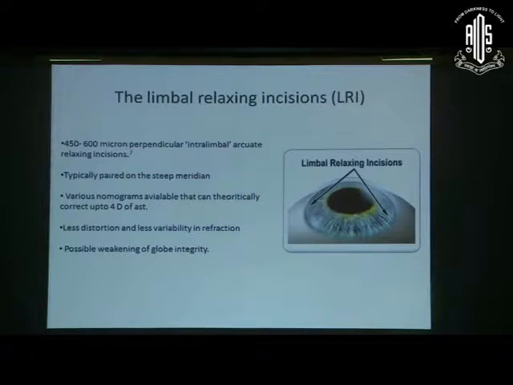These are done at the limbus, generally about 450 to 600 microns thick. They are typically paired. Theoretically, there are a lot of nomograms available, and theoretically they claim to correct up to 4 diopters of astigmatism. However, that doesn't really happen that often.